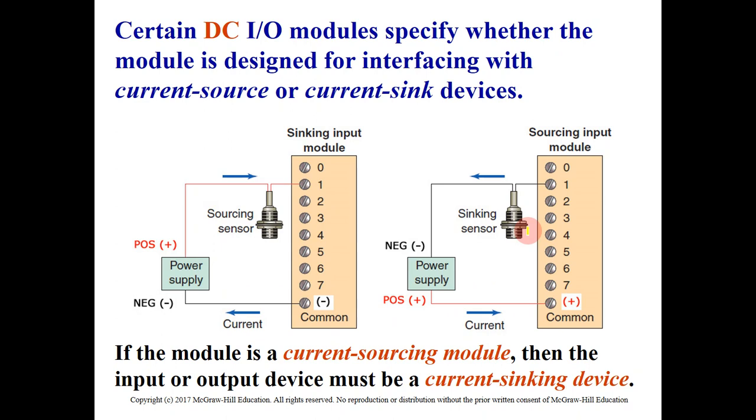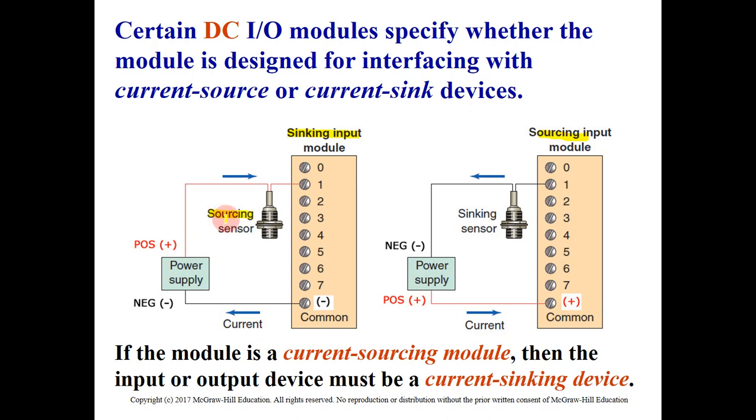There is one important concept we use with the discrete input and output modules. We call it current sourcing or current sinking. We need to differentiate between two types of modules and sensors. If the module is current sourcing, then the input or output device must be current sinking. Here we have the sinking input module, and here we have the sourcing input module. These are the two types of input modules for the discrete types. So if the module is sinking, the sensor must be sourcing.